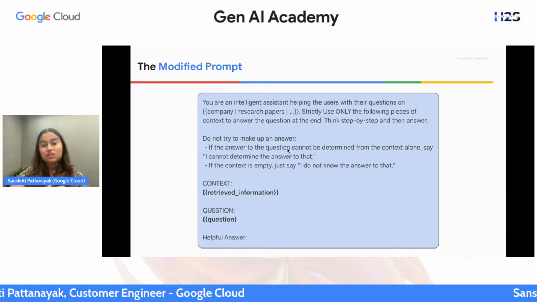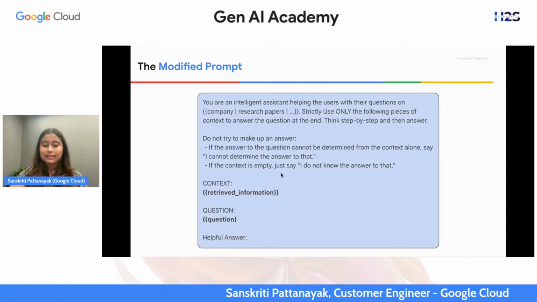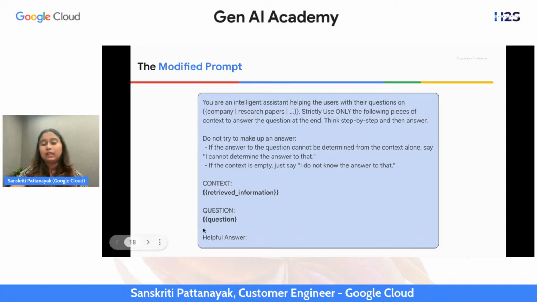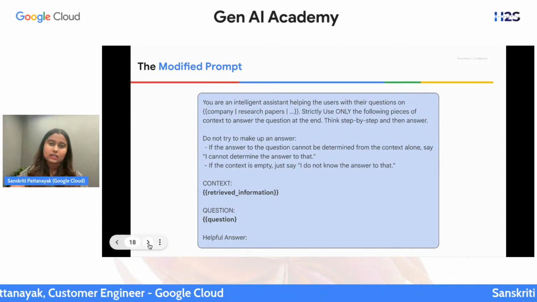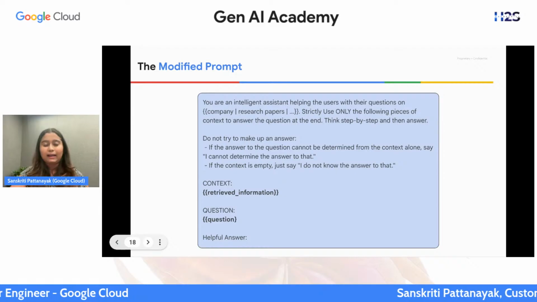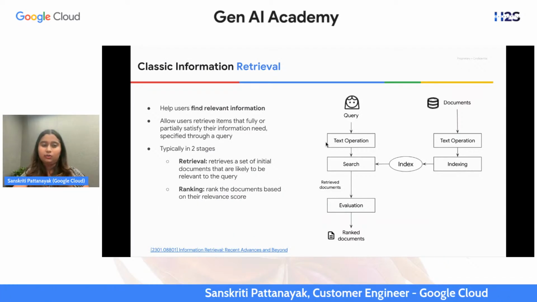So now what happens is your modified prompt is not just the question you're asking, but also the retrieved information which you got from your backend system or your data corpus, and the question itself, right? So this is how a modified prompt looks like, where you're passing in the relevant data which you have now identified because of this. Now we move to how do we actually do this, right?